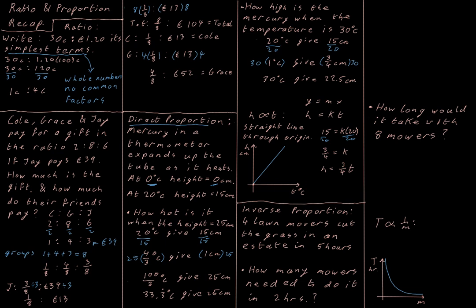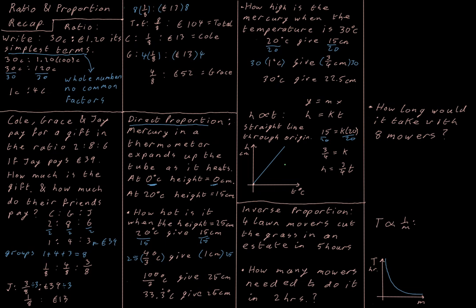We may notice this is also the slope of our line. This is the m in the y equals mx formula that we have above. So this would be the slope of this blue line. It's how the height changes as the temperature changes.